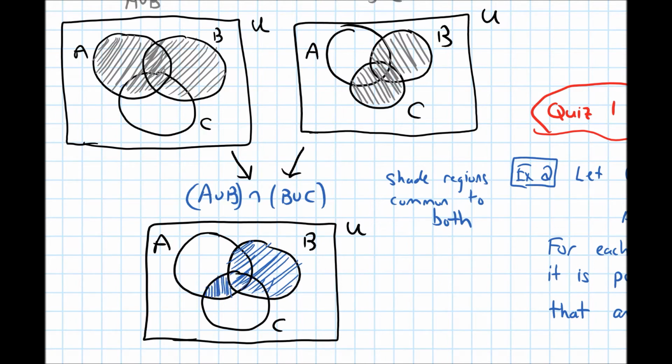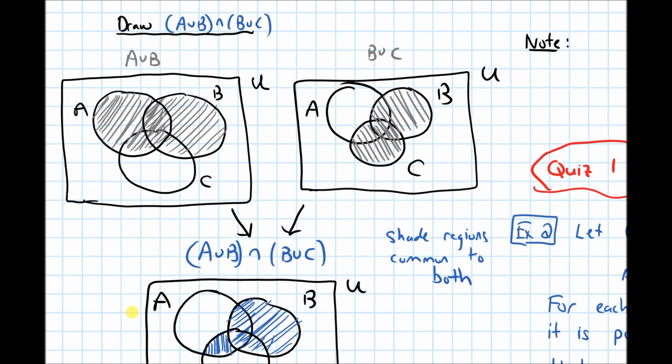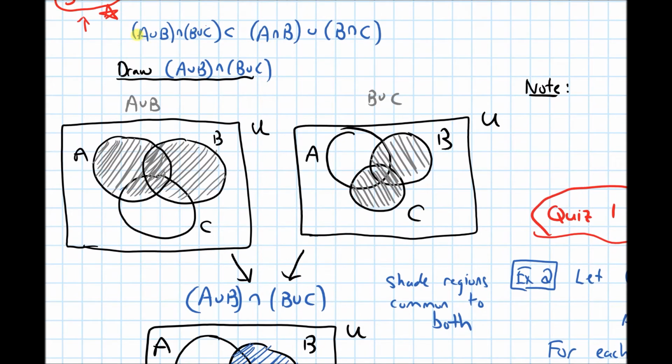But that's it. No other region in this picture is common to both of these shadings that I had done in gray above. Okay, so that's one of the sides of this subset relationship. We've drawn the left-hand side. Next, let's do the right-hand side.